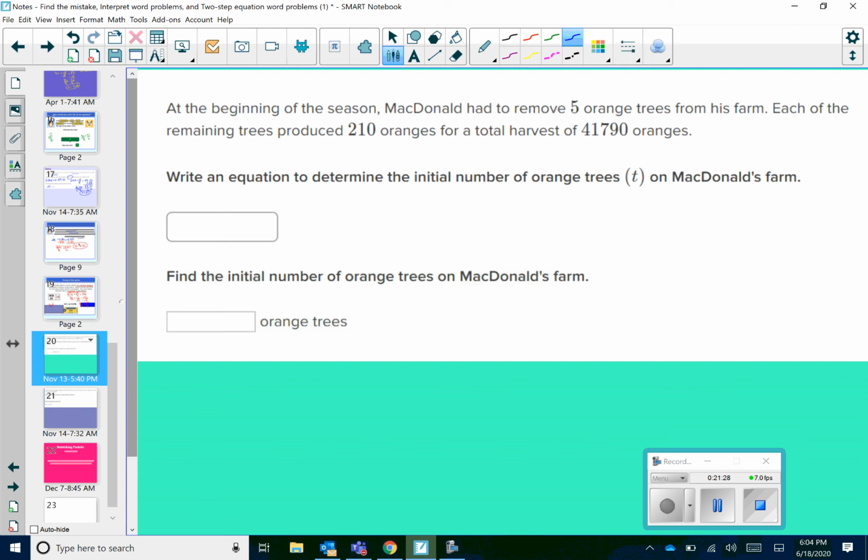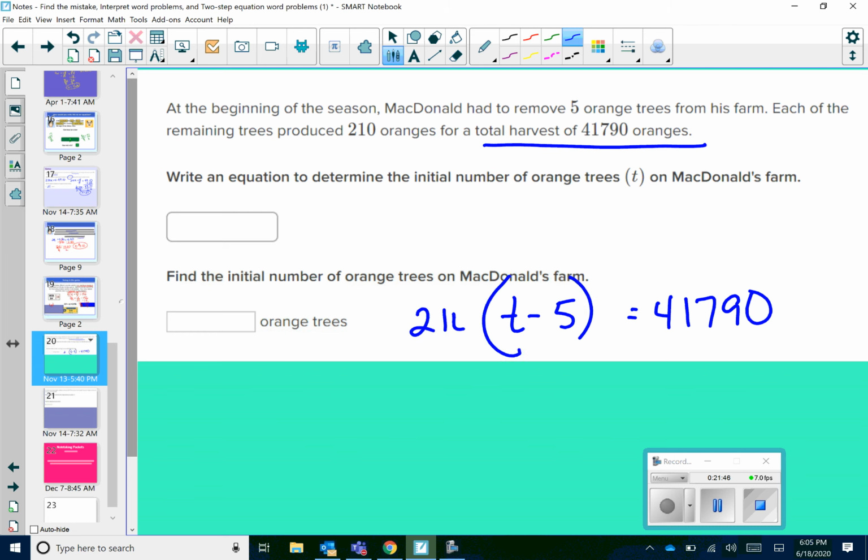Okay, so total harvest is 41,790. He started with T trees, but then he had to remove 5. So T minus 5. And then each of the remaining trees produces 210 oranges. So you're going to have distribution on this one as well. The initial amount of trees was altered. So that's an indication that there's distribution. So that's going to leave me with 210T. 210 times 5 is 1,050.